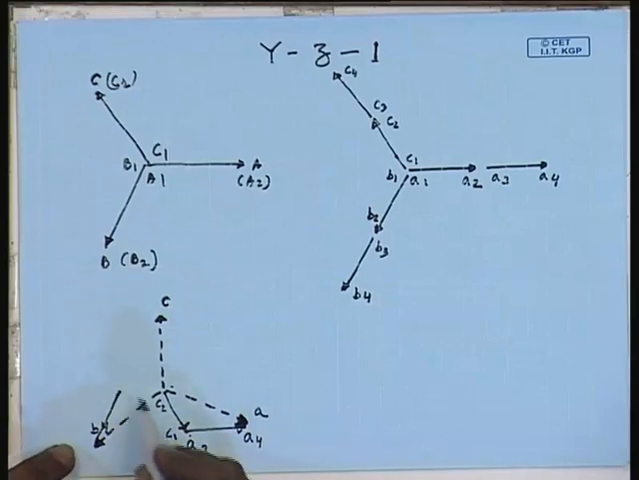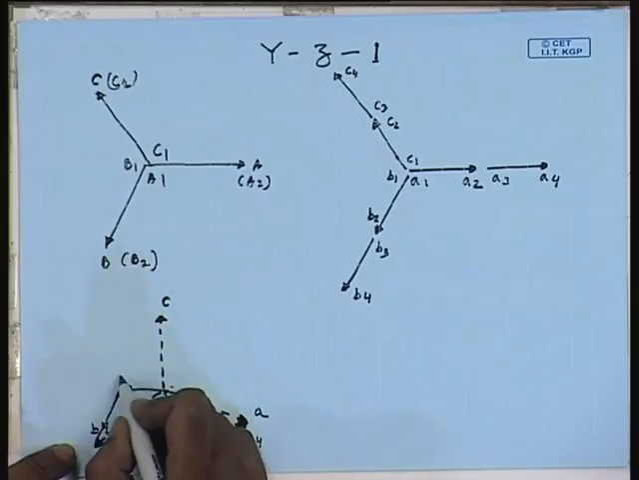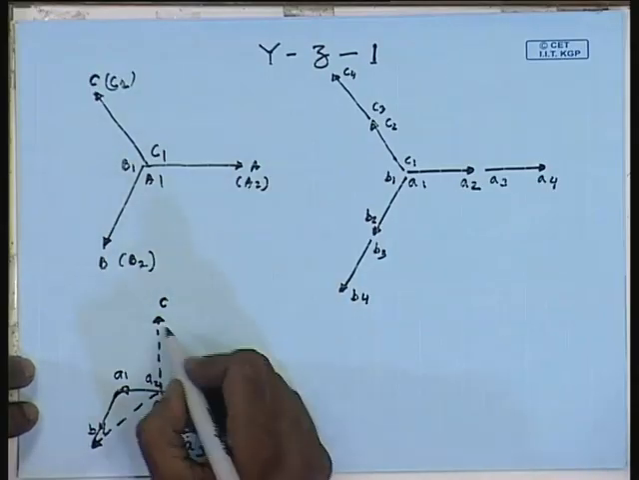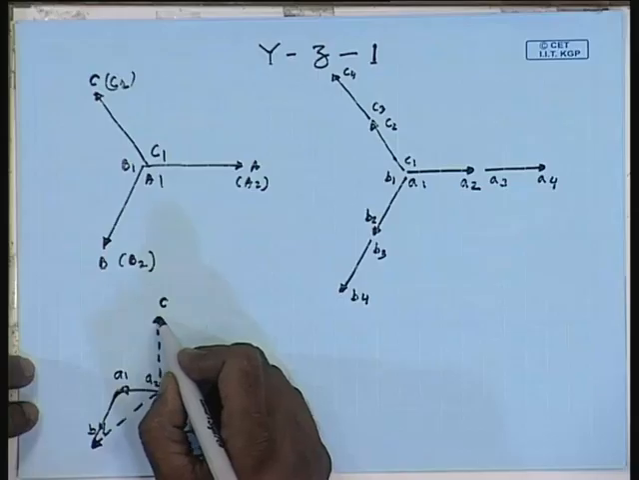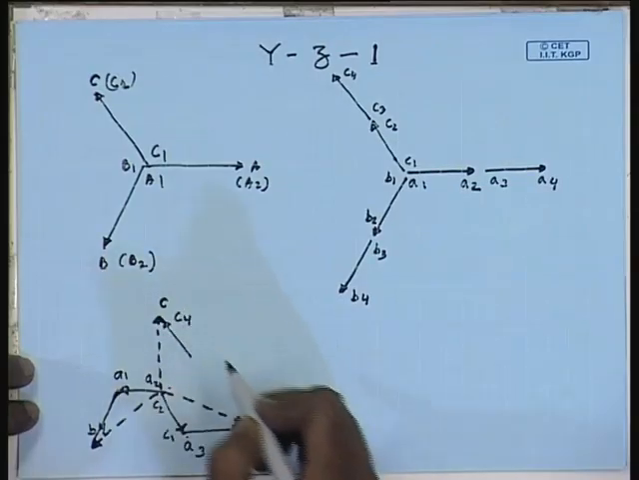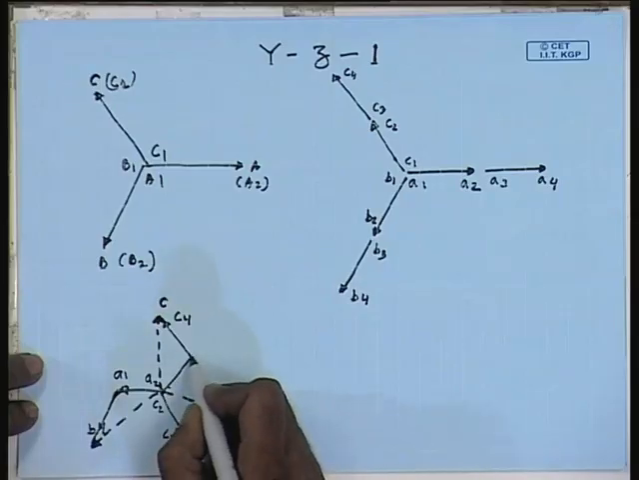Hence, this phasor can only be A1 A2. For the C phase, this is C4, hence this phasor can be B1 B2.